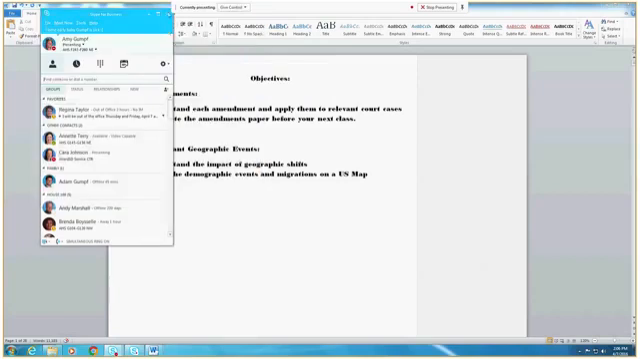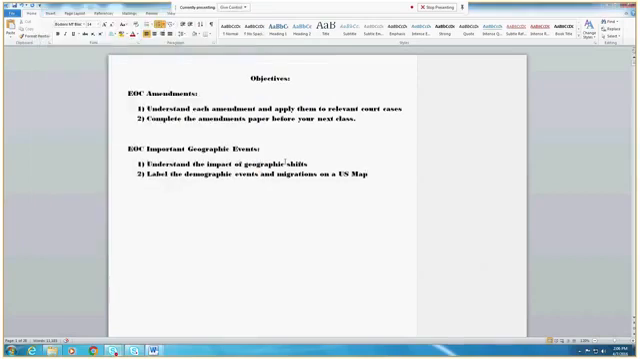Today is the video over the second page, which is the EOC Important Geographic Events and EOC Important Geographic Migrations. In your EOC review, you should have a map of both the US and the world. The overall goal is to understand the impact of geographic shifts and be able to label those demographic shifts and their migrations on a map of the US.